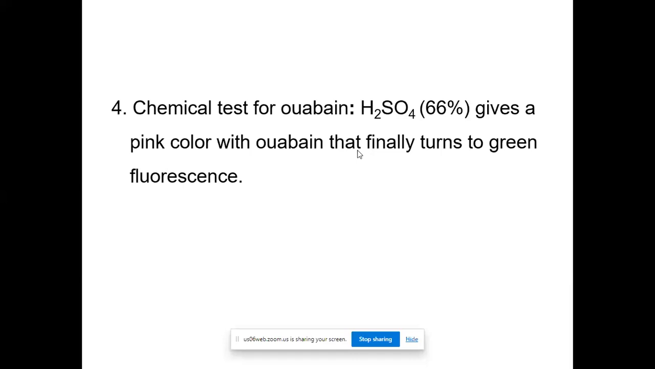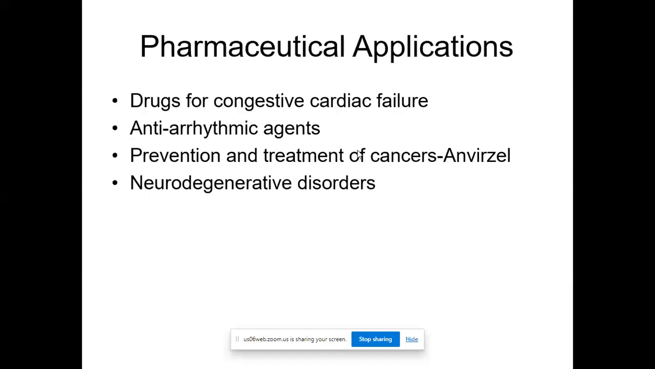It will give a pink color that returns to green fluorescence. That is interesting. And there's also one test I saw in Nelly's notes, which was called the antimony trichloride test. That is for both the 5-membered and the 6-membered ring, and it gives a blue or violet color, and you will use UV to differentiate whether it's a cardenolide or a bufadienolide.